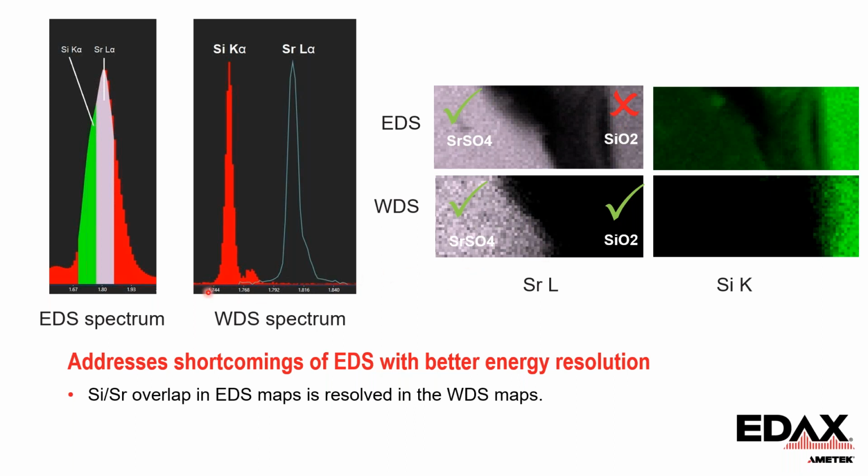In the WDS spectrum, we can see silicon K and strontium L are spaced apart. They do not overlap at all. So the WDS maps gave us the correct information. The strontium L is only on the left-hand side, and on the right-hand side, this is silicon K.